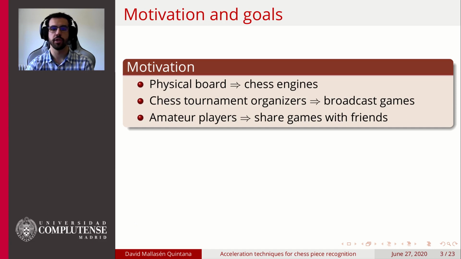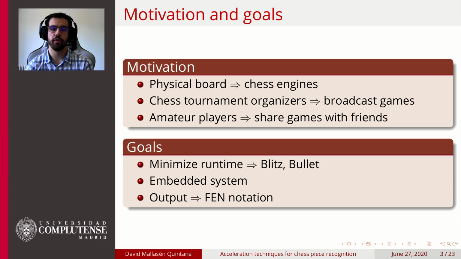The recognition of chessboards and chess pieces is very important in order to compete against chess engines using a physical chessboard. It is also essential for chess tournament organizers who want to broadcast the games online, or for amateur players who want to share their games with friends. Therefore, our goals are to construct a fully functional framework which is able to process new images as fast as possible on an embedded system. Its final output should be the FEN notation layout of the board.